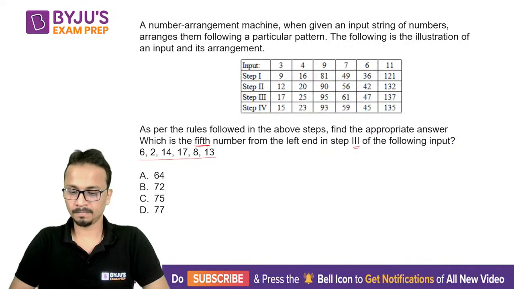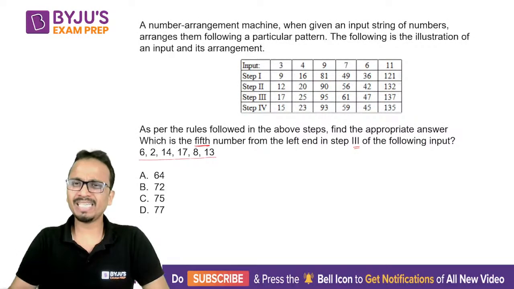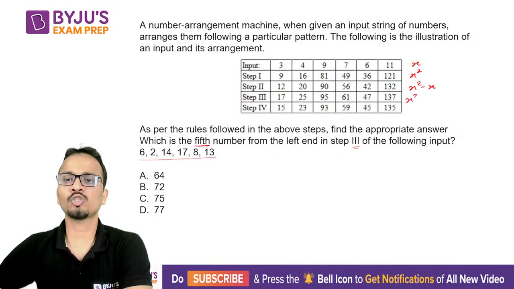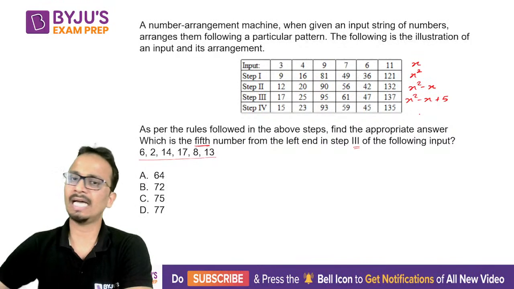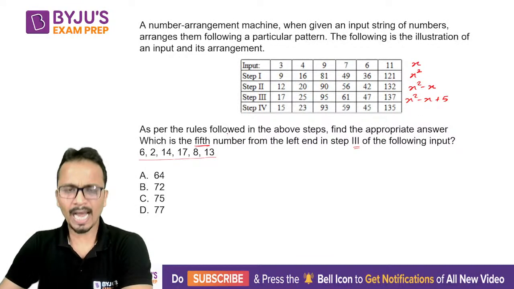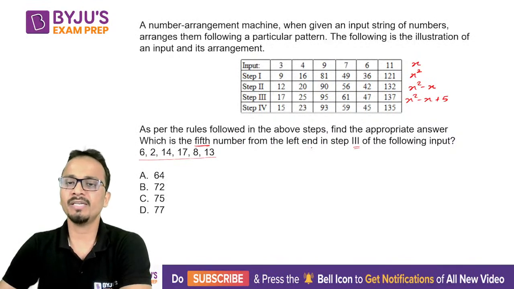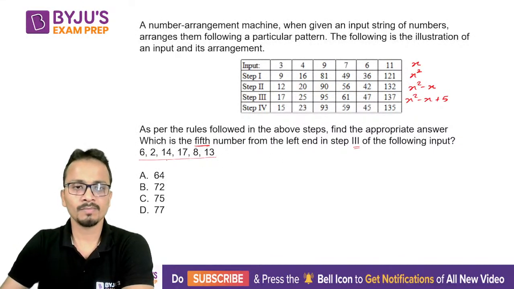Now this one is pretty easy. So if this is x, this is x square, then x square plus x, then x square plus x plus 5. This is the step 3. I just require step 3. Now I need to find out which is the fifth number from the left end of the following input. Now I have to find the fifth number, so I'll pick only the fifth number. 1 2 3 4 5. So fifth number is 8.